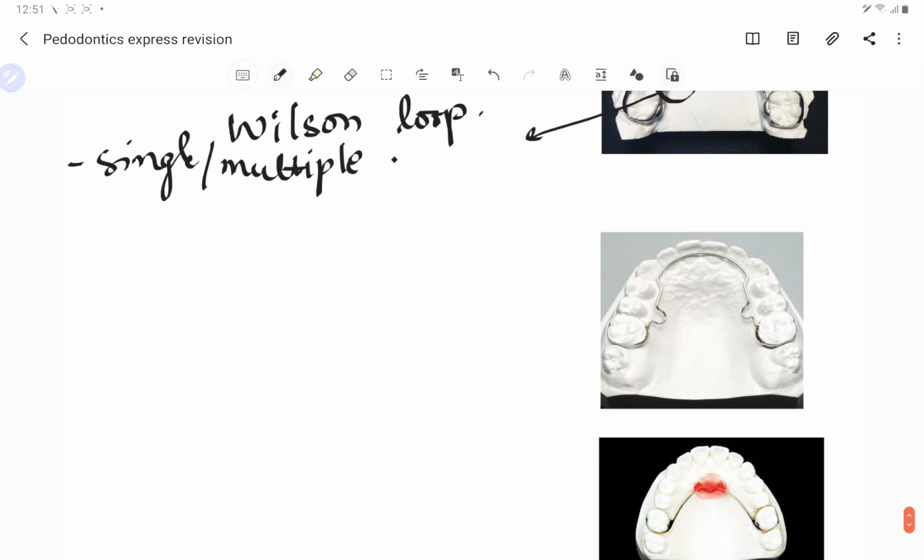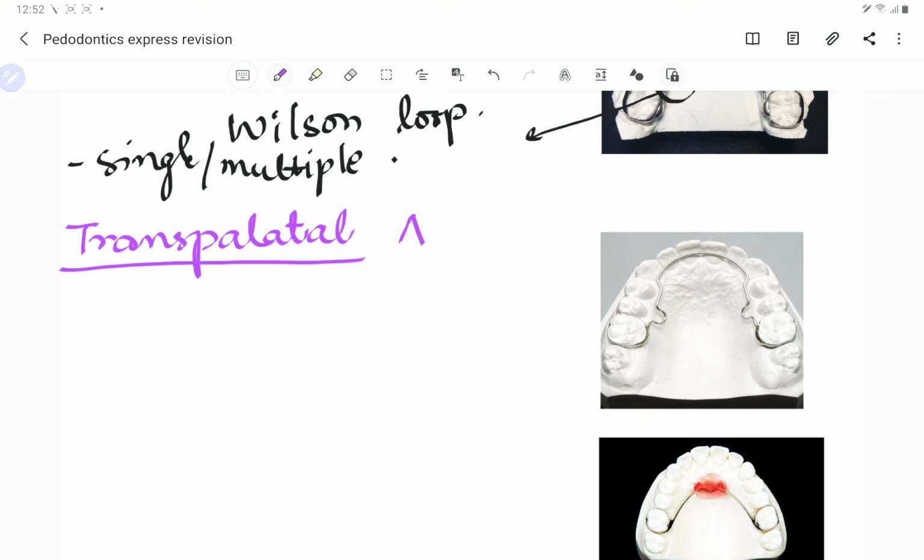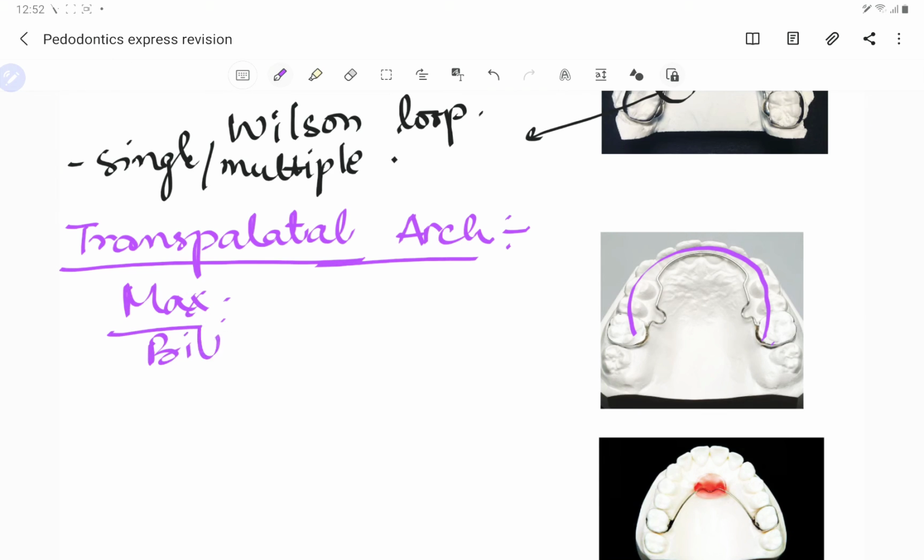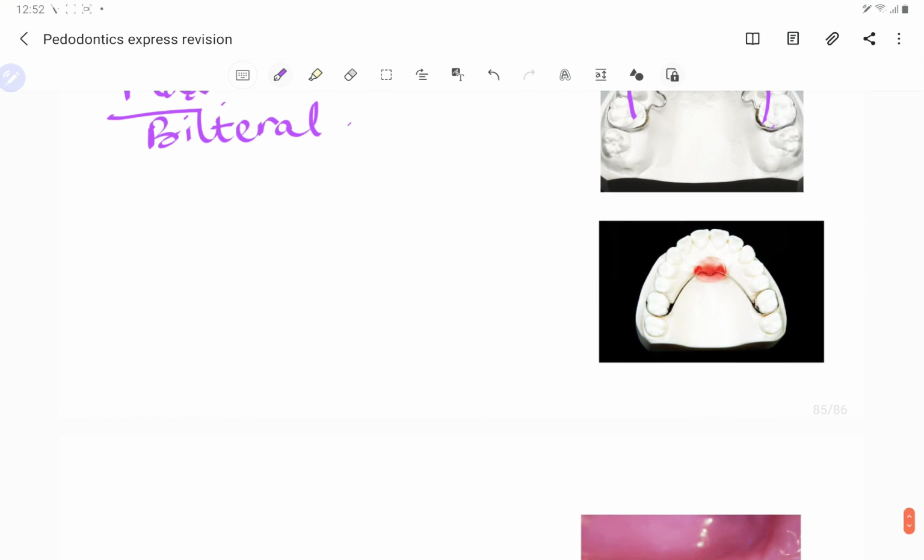Next one in the diagram we have over here is the transpalatal arch. You can see it is present on the palate. The transpalatal arch goes across the palate, and it is given in the maxillary arch, also bilateral, same as the lingual arch. Lingual arch is given in mandibular teeth loss. Transpalatal is given in maxillary teeth loss, maintaining the space in the maxilla.